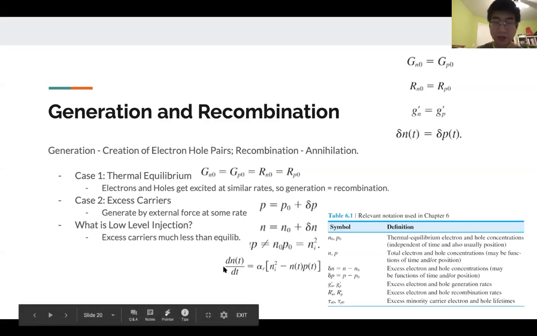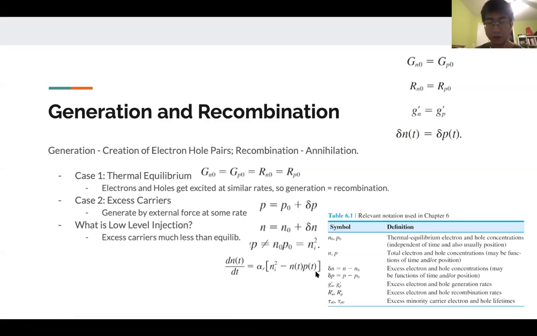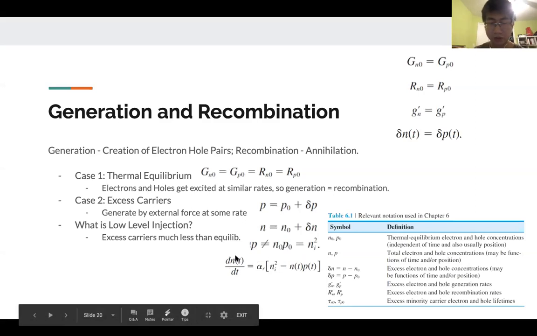So dn over dt, the derivative of n with respect to t, is equal to a constant alpha r times ni squared minus nt pt. And I believe the same can be said about holes. So you just replace the n with the p. And I think there's something with the signs changing somewhere, but yeah.